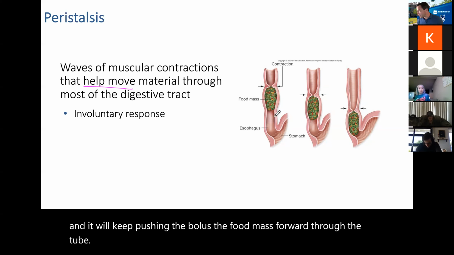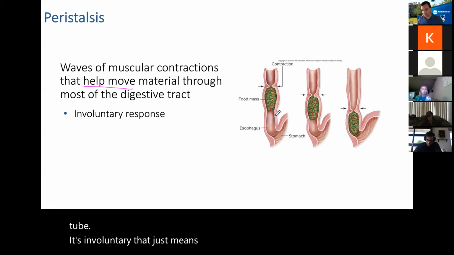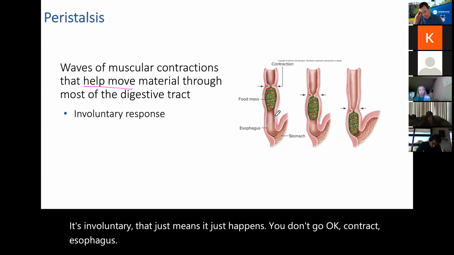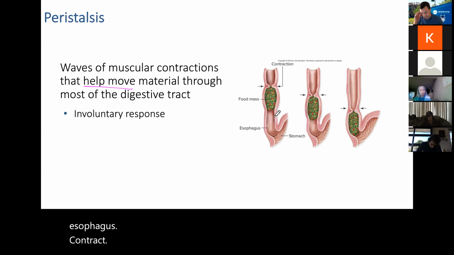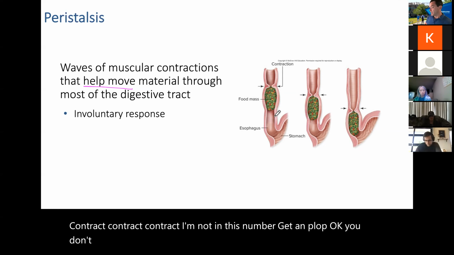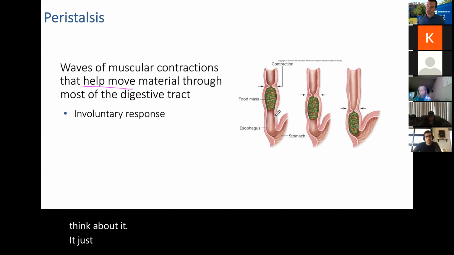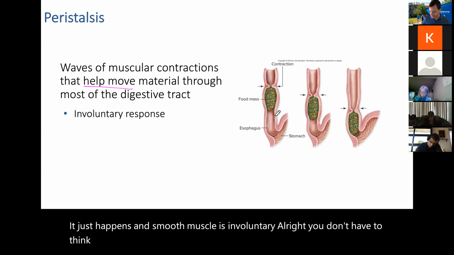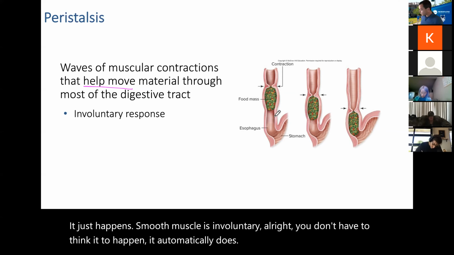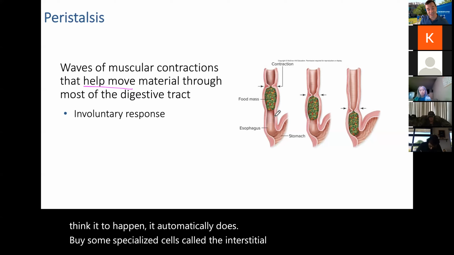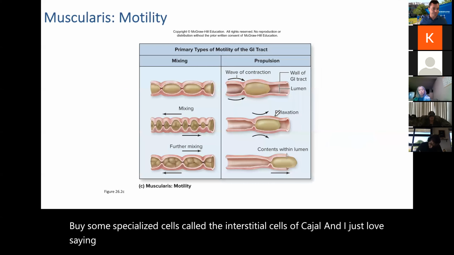It's involuntary. That just means it just happens. You don't go, okay, contract esophagus, contract, contract, contract. I'm not in the stomach yet, and plop. You don't think about it. It just happens. Smooth muscle is involuntary. You don't have to think it to happen. It automatically does, by some specialized cells called the interstitial cells of Cajal. And I just love saying the name. You don't need to know it.